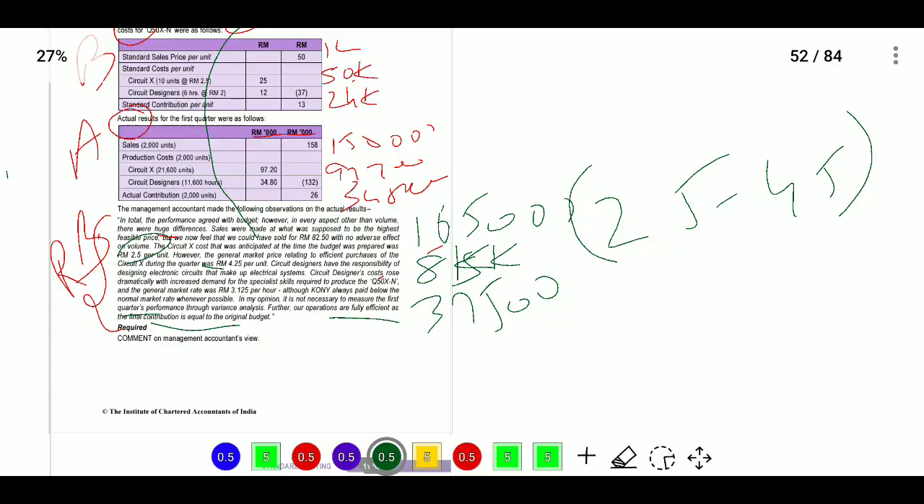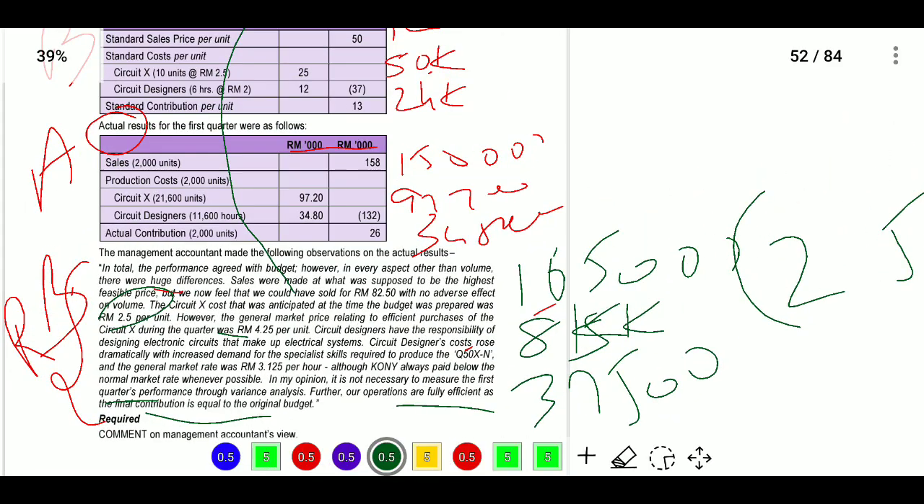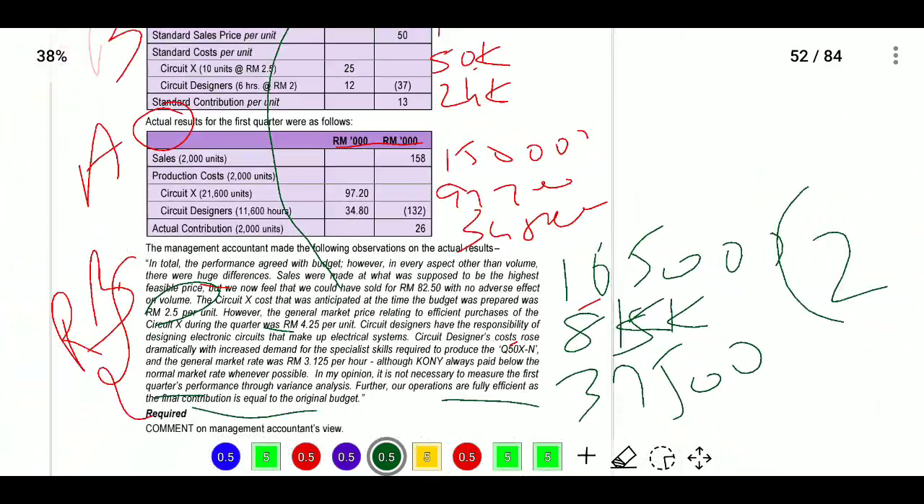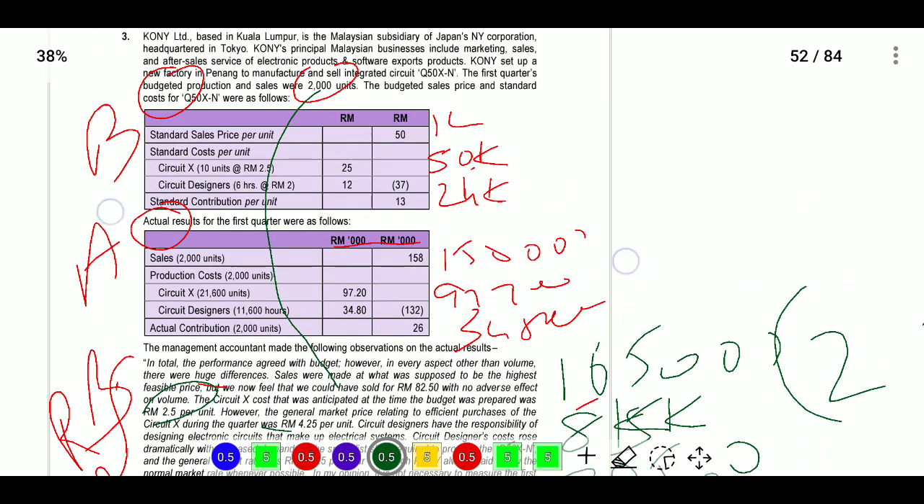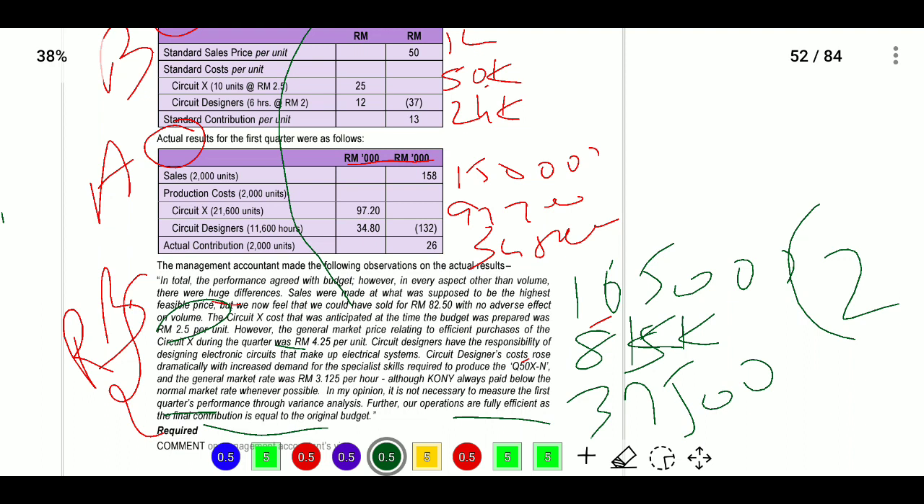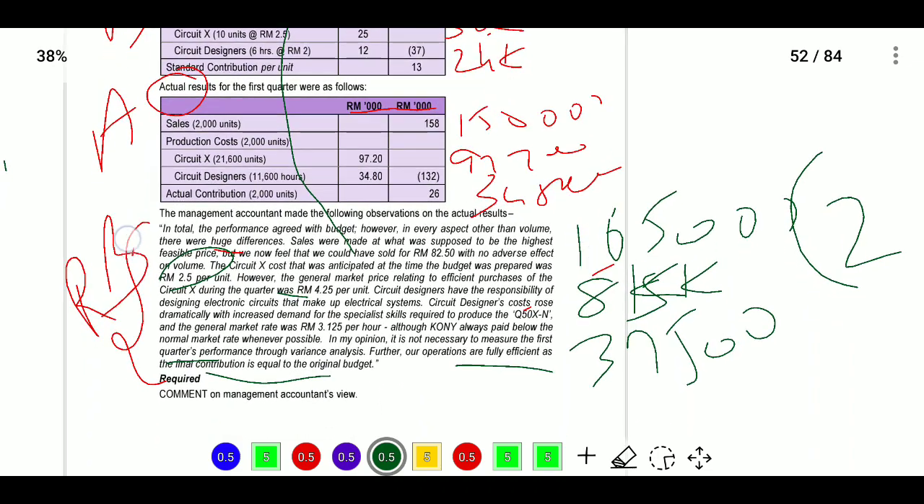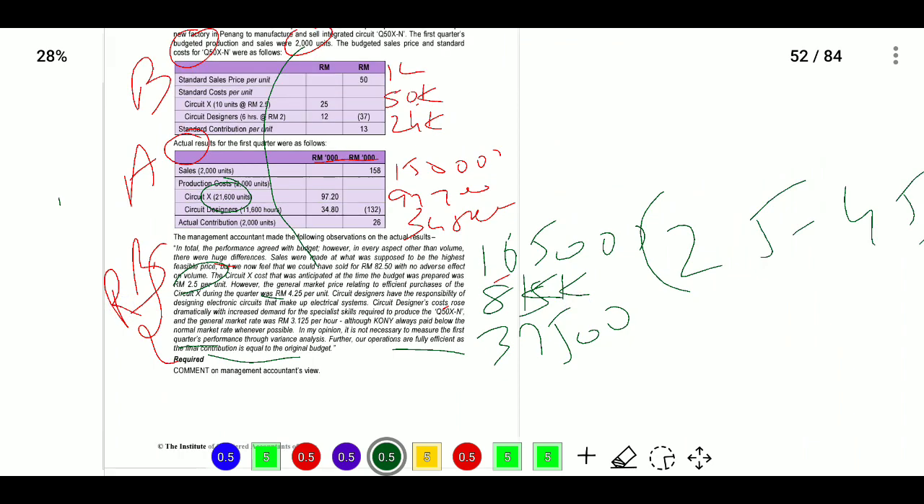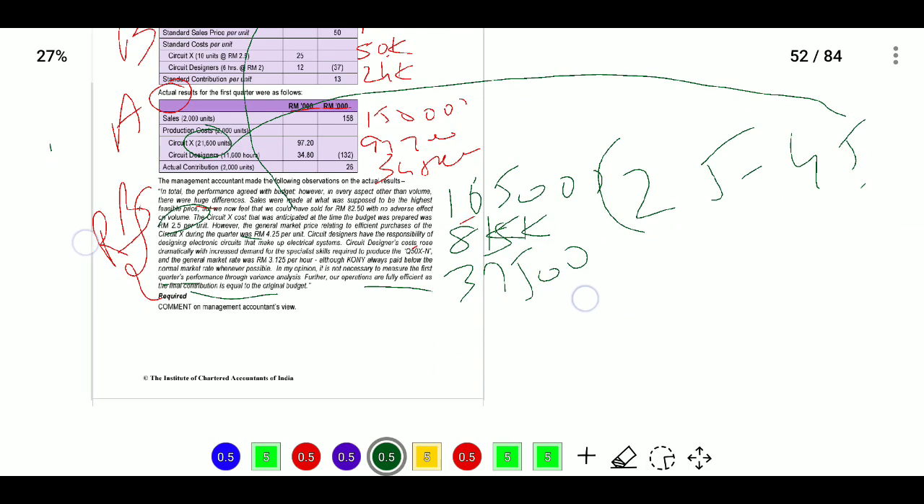What is the quantity we have? We will see the actual quantity: 2000 into 10.8, so the actual quantity of X will be 21,600. So we will take 21,600. So 2.5 minus 4.25 into 21,600 gives us the circuit X price variance, and it has a usage variance also.